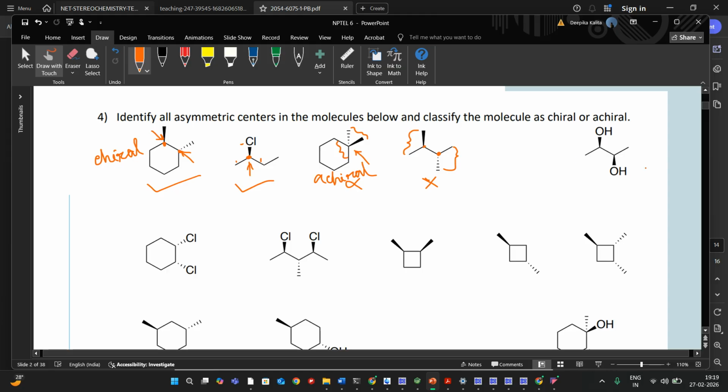Next, we will move to the next molecule. Here we have two centers.